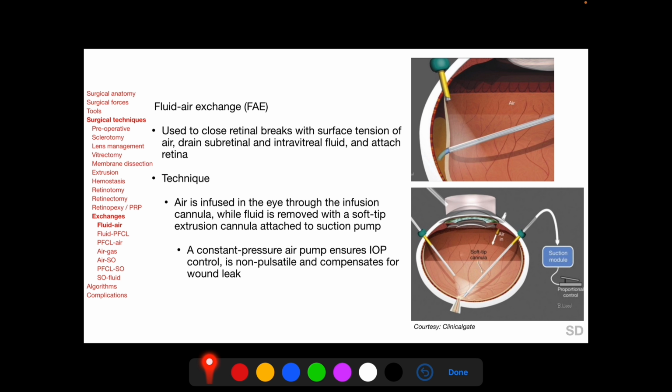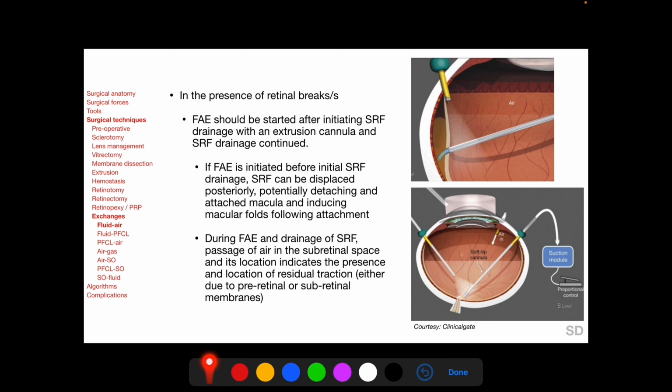To remove intravitreal fluid, the tip of the cannula is positioned over the optic disc, and to remove subretinal fluid, the tip of the cannula is positioned in the subretinal space. It is important to remember that in the presence of retinal breaks, subretinal fluid drainage should be started before fluid-air exchange is started, and subretinal fluid drainage continued while fluid-air exchange takes place. But if fluid-air exchange is initiated before initial subretinal fluid drainage, subretinal fluid can displace posteriorly towards the macula.